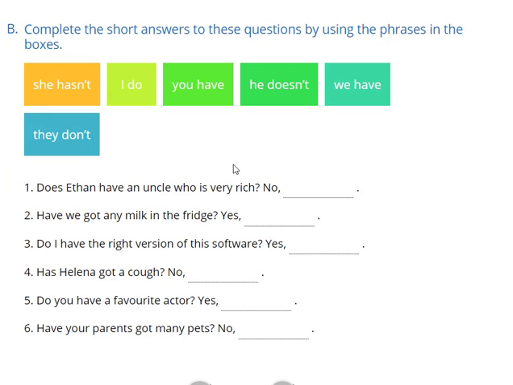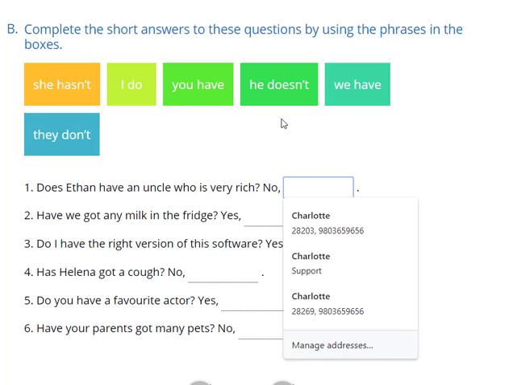Anyway, so does Ethan have an uncle who is very rich? No. First, let's start with this. Ethan, is that a boy's name? Is that a girl's name? It's a guy's name. So which would we use? She, they, I, you, he, or we? And it's a negative. If it's a negative, we would use a not, right? So we would say, Ethan does not. No, he doesn't.